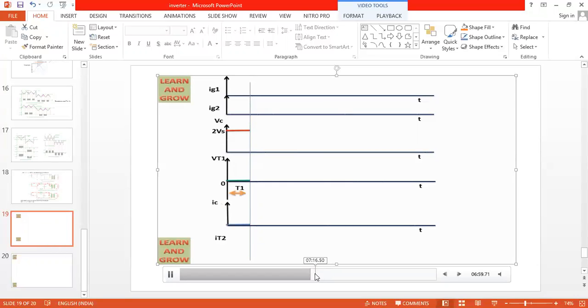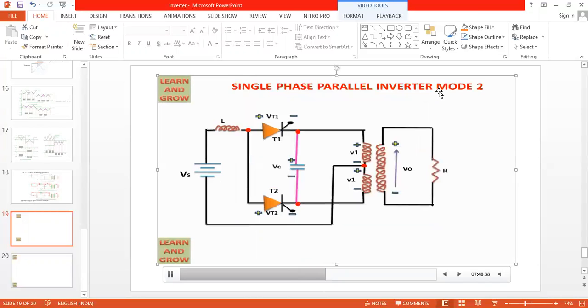Let us move on to mode 2. When we complete mode 1 and mode 2, you'll understand. Now come to mode 2. So mode 2, what is the explanation? With the help of the forced commutation circuit, we turn off the main SCR T1, and now the firing pulse is given to T2. Now you see, the firing pulse is given to T2.